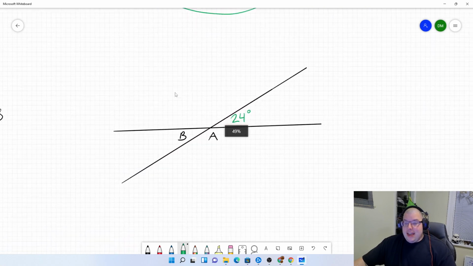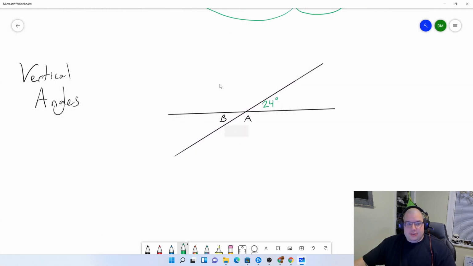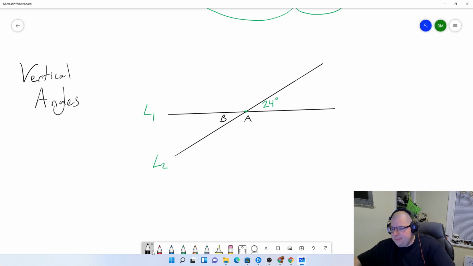Moving on to now what are called vertical angles. Vertical angles happen when two lines intersect. So we're going to have two lines. Here we have line 1 intersecting with line 2 at this point. And when two lines intersect, it forms four angles. One of the angles we have labeled already as 24 degrees, another one's A, another one's labeled B, and that fourth angle we don't have labeled, but we could stick a label in there, we could call it C.